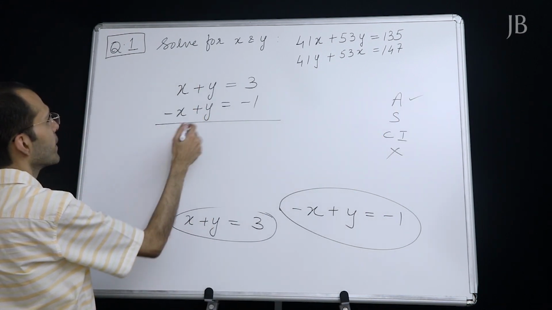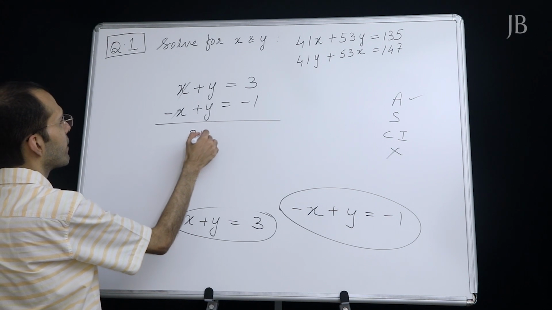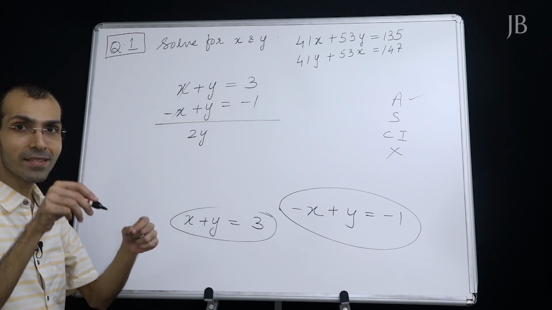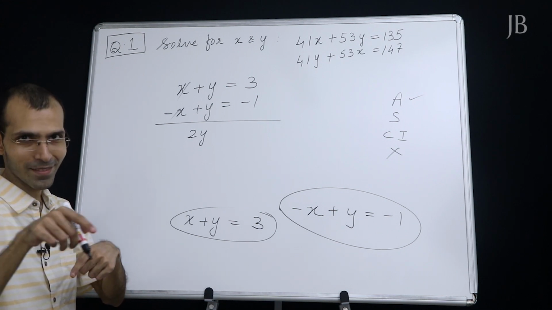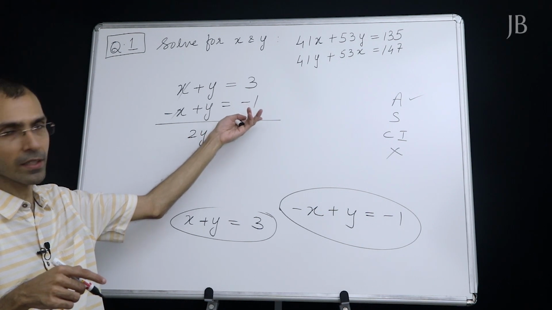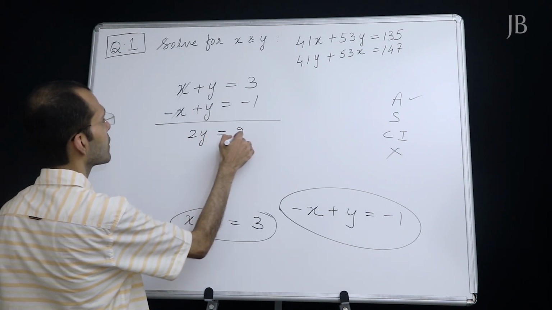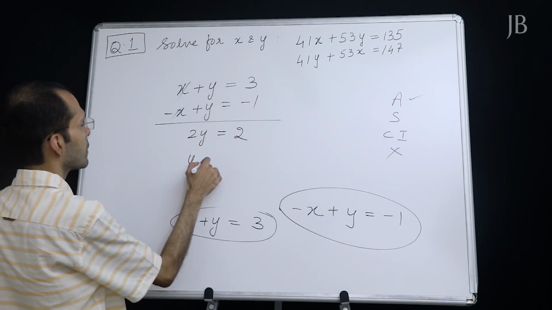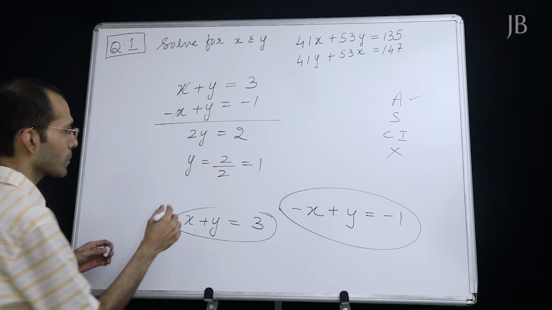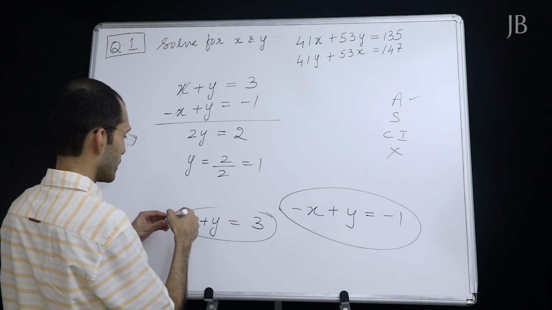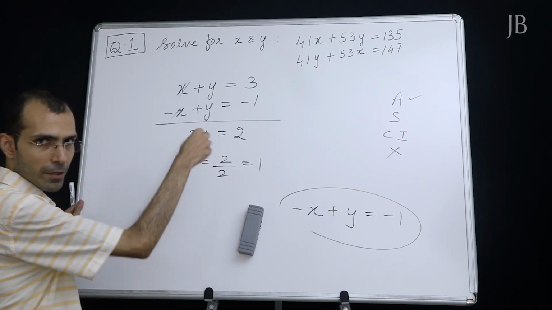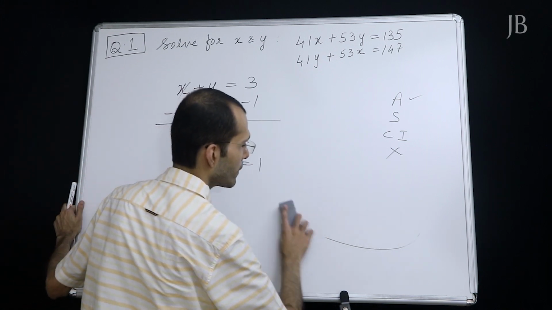So this will go away. We will have y plus y, 2y. 3 plus minus 1, because this is originally minus 1. So that will be 2. So 2y is 2, so y will be 2 upon 2. That is 1. So y is 1. We can double underline this answer, so it is easy for the examiner to search from whatever you have solved.